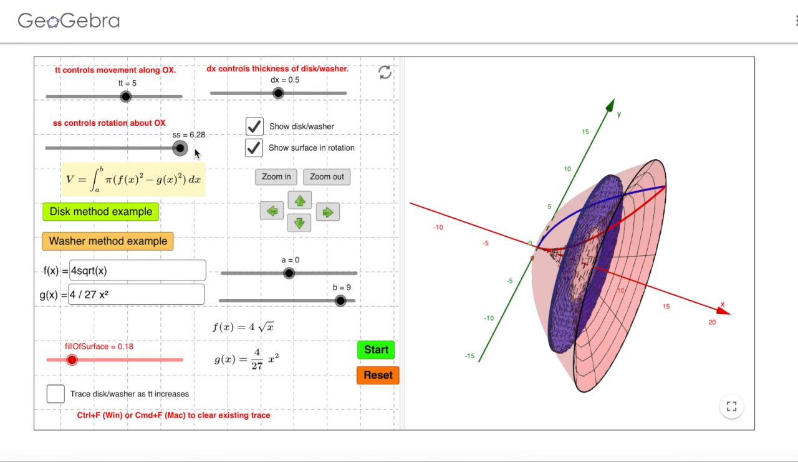And in Calc 2, maybe you'll learn the dryer method. Terrible. All right, let's go do some math.